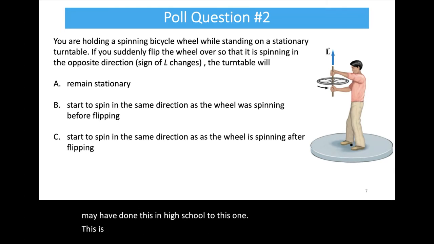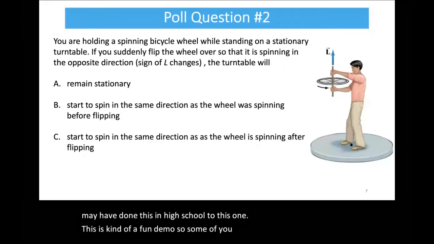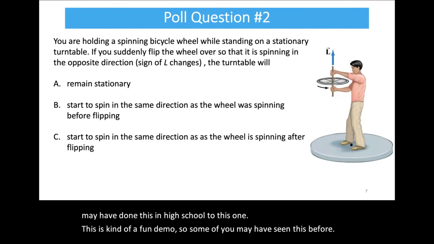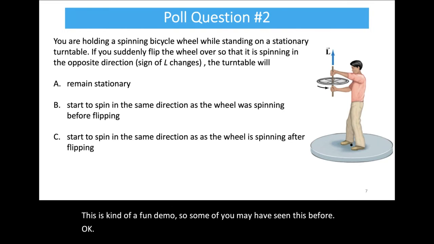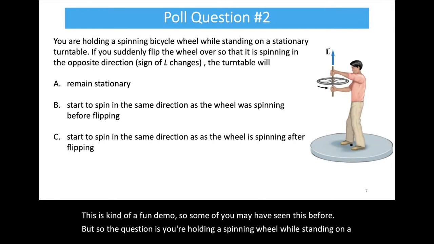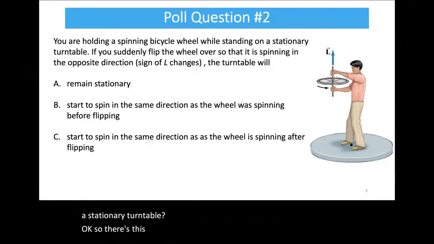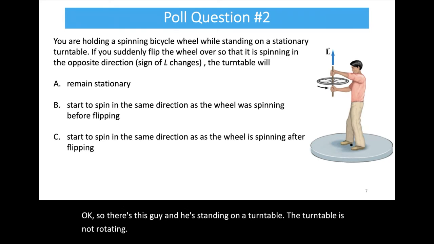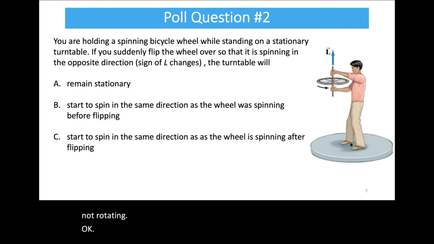This is kind of a fun demo. Some of you may have seen this before. The question is, you're holding a spinning wheel while standing on a stationary turntable. There's this guy and he's standing on a turntable. The turntable is not rotating. What happens if you suddenly flip the wheel so that it is spinning in the opposite direction?